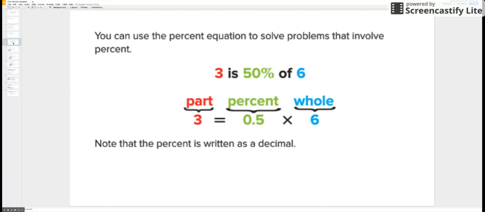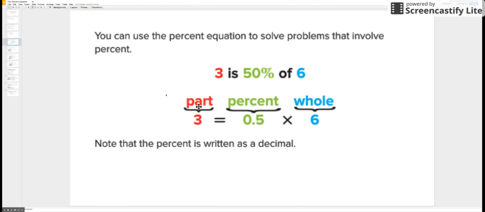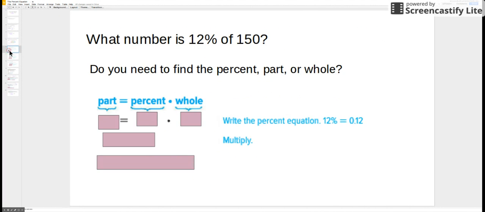So you can use a percent equation to solve problems that involve percent. One thing that's important to note is that the percent is written as a decimal. You take your decimal point that's at the end of the last number, okay? And then just move it over 2 places to the left. So anytime you write a percent as a decimal, you move it 2 places over to the left. That's because here at this step, you're dividing out. 50 divided by 100 gets you 0.50, okay? So just make note that the percent is actually written as a decimal, okay?